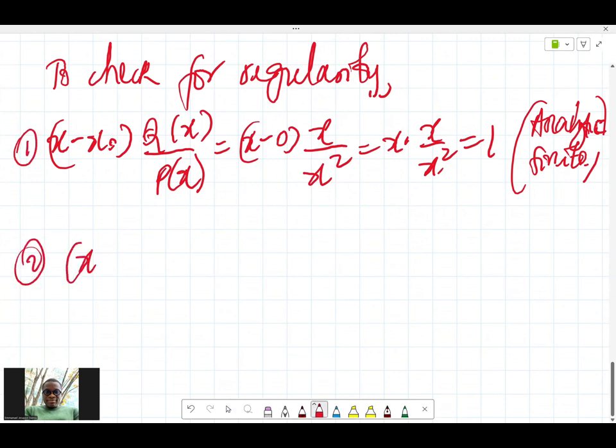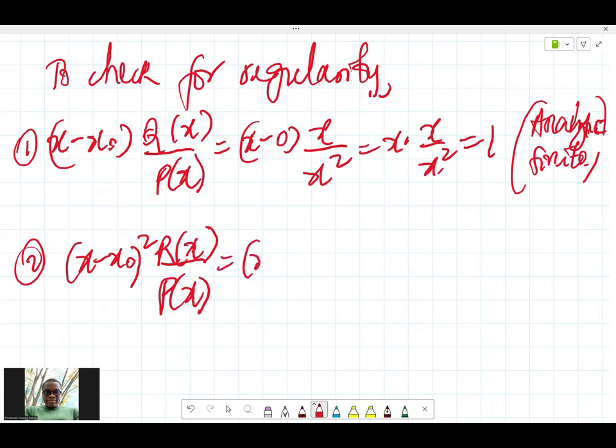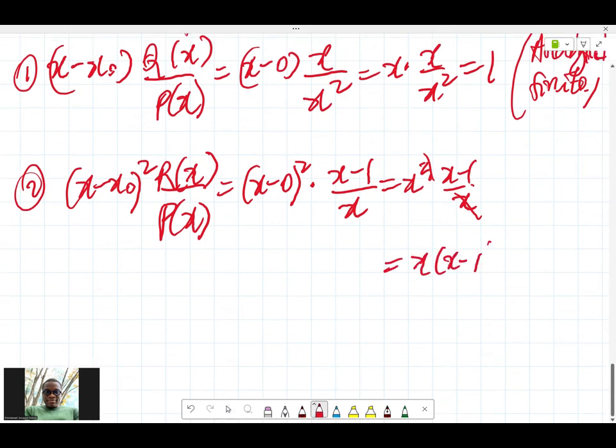The second thing we want to do is x minus x naught squared R of x all over P of x. That is x minus 0 squared, then R of x is x minus 1, all over x, which is P of x. So we have x squared times x minus 1 all over x. This cancels one of the x's, so at the end of the day, we have x into x minus 1. If you put 0 into that, the answer is 0. So even then, you still get something reasonable. I'll just do this in grid.